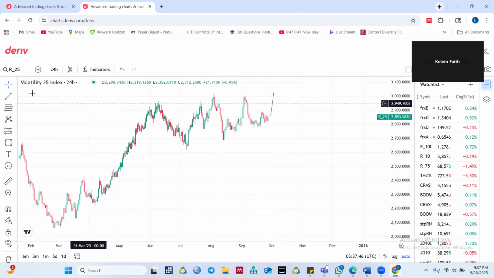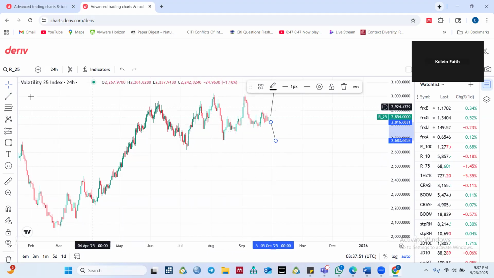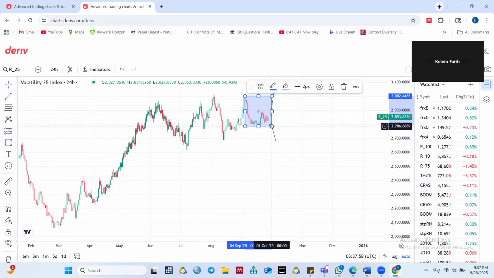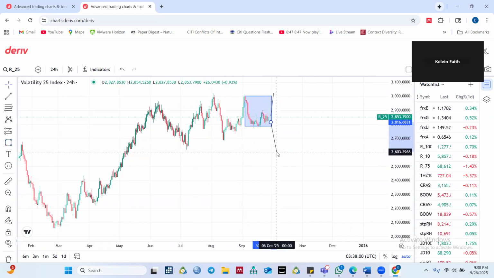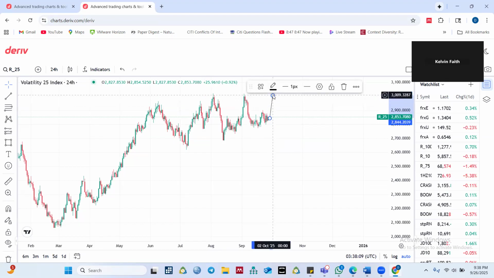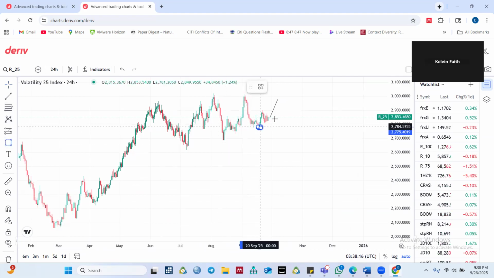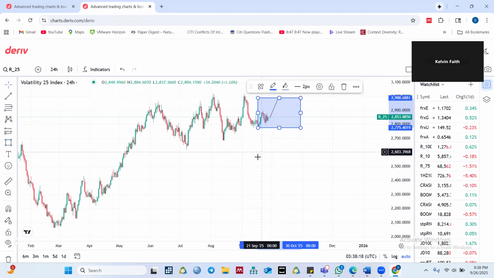So why do I see a sell? Because this pattern looks like it can be a flag. This pattern here can give us a flag with the leg coming down like this. The other thing is that this pattern can also be a flag up. Okay, this can also be a flag up like that.